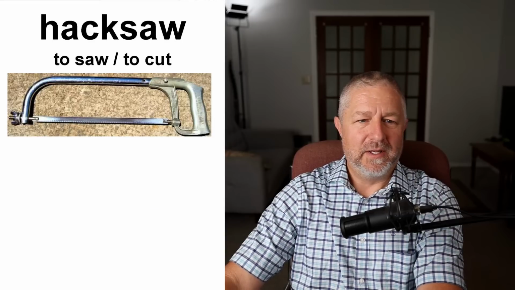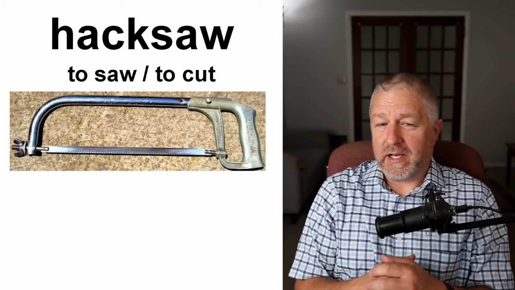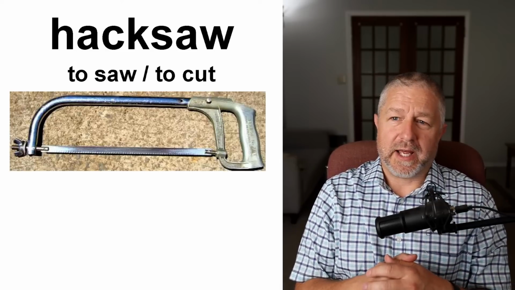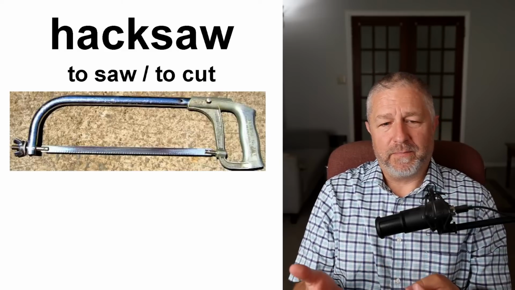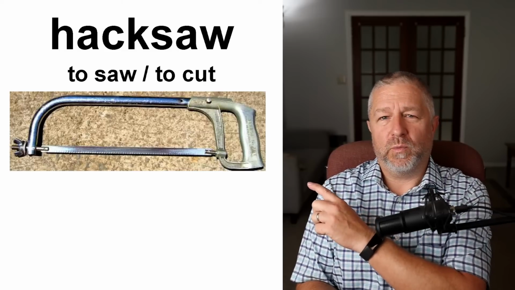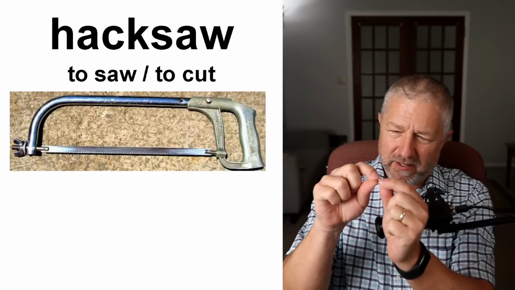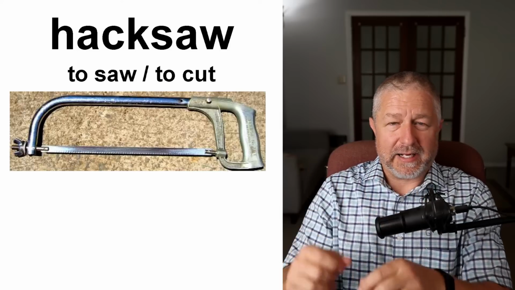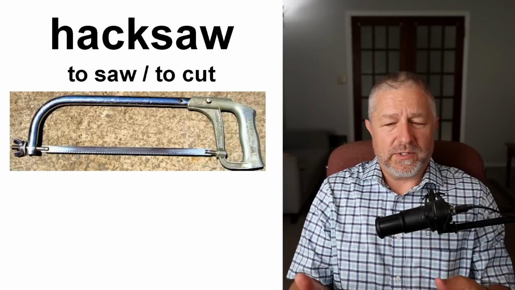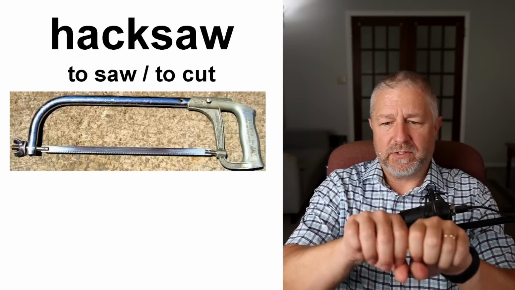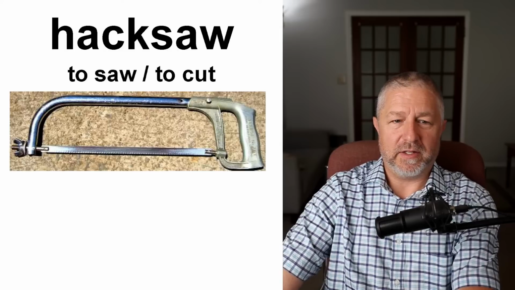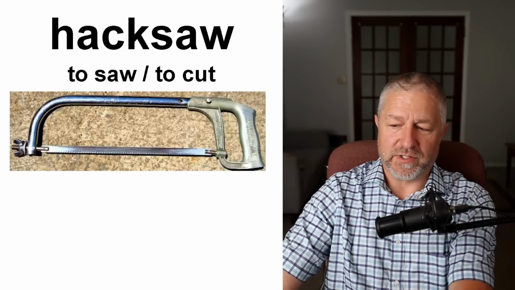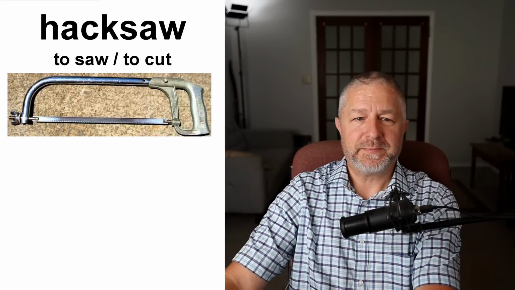A hacksaw. So we use this to saw and to cut as well. But usually we use a hacksaw to cut pipe or maybe to cut metal. You wouldn't use this to cut wood. The teeth are very, very tiny on a hacksaw. The only time I use a hacksaw is to cut pipe. So if you have a long pipe, I would use a hacksaw to cut the pipe in half. And of course, you can saw the pipe in half as well.